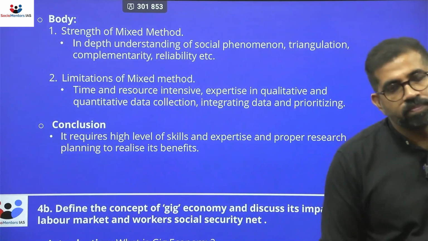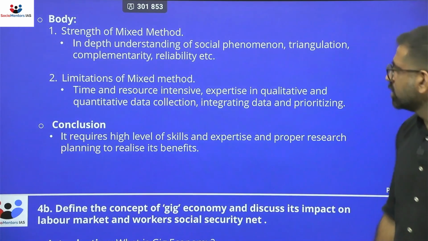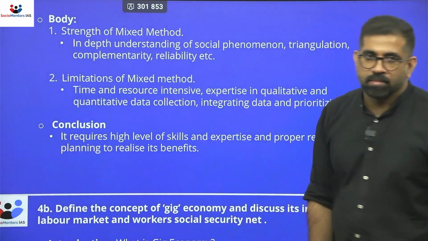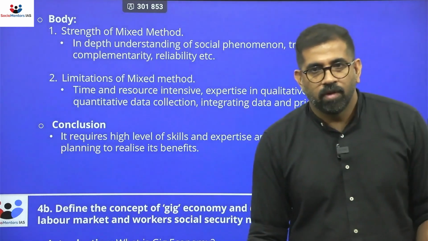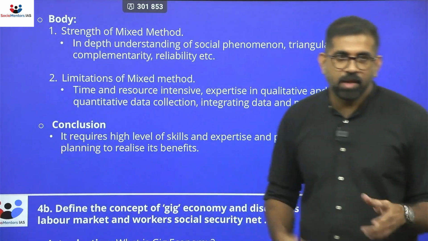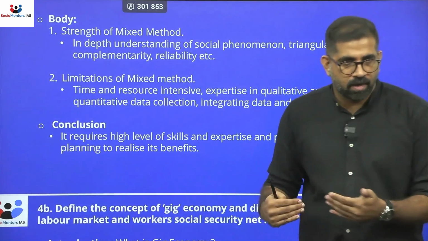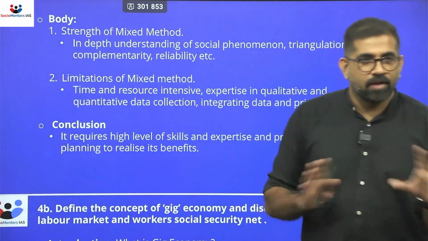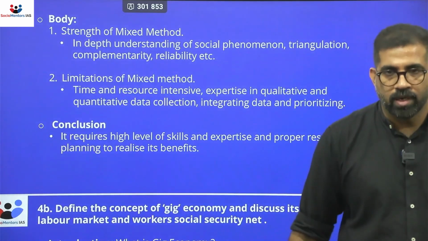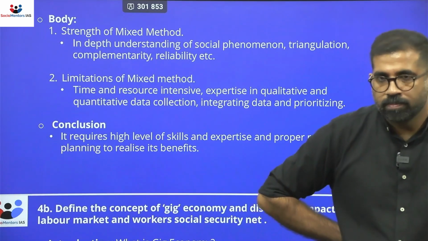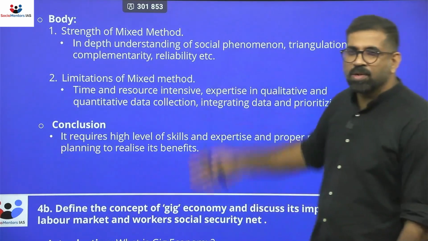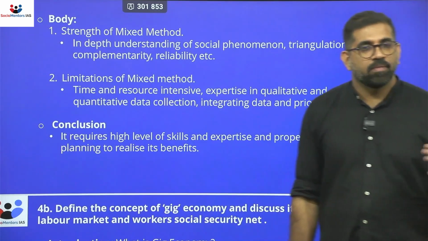With high skill. And finally, you have to also mention prioritizing, because researchers sometimes will prioritize one over the other. They will get confused in between, whether to give too much emphasis on quantitative and lesser emphasis on qualitative, or that kind of balance is mostly an issue when it comes to mixed method. Okay, clear? So these are all straightforward. There is no confusion in the way you have to address this.